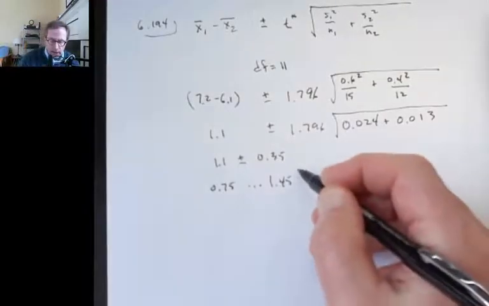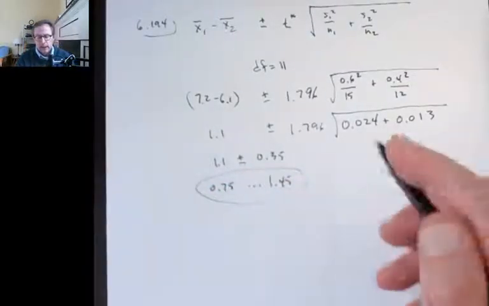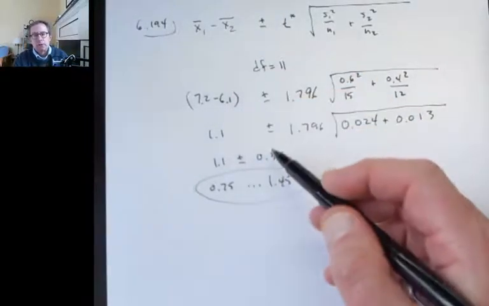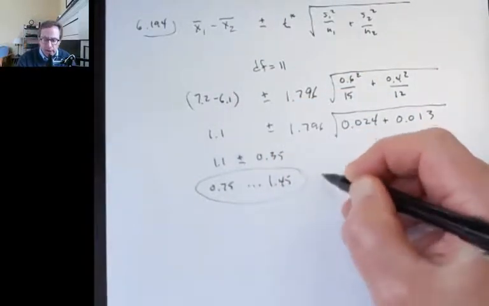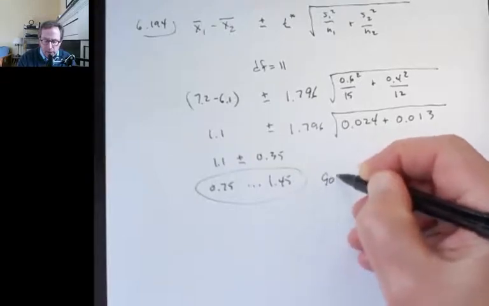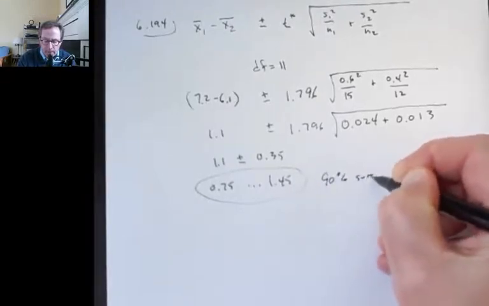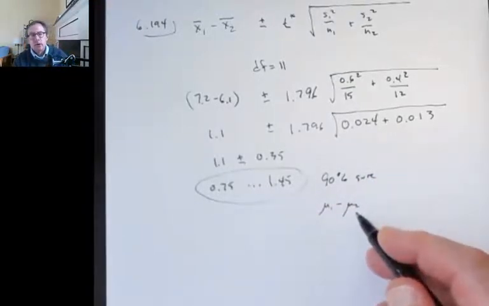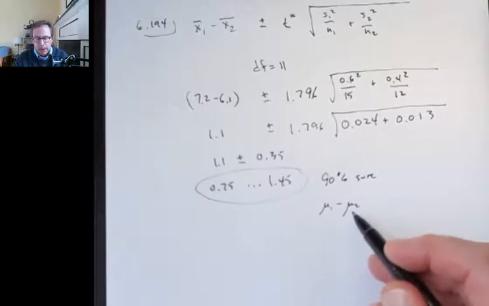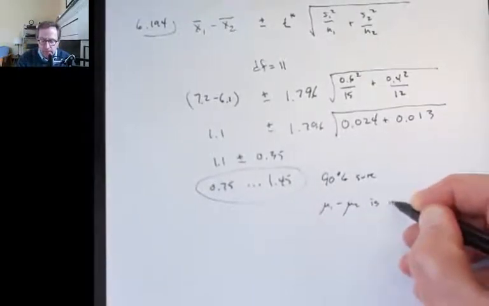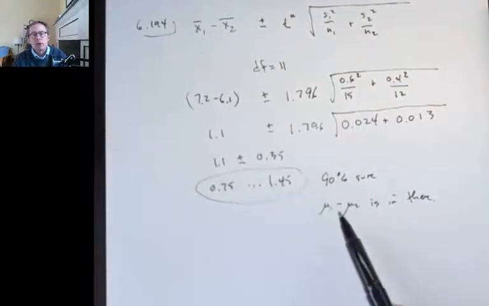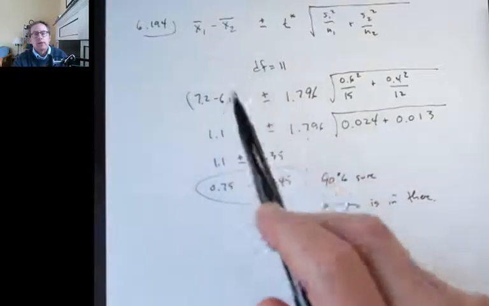Okay, and again, the key thing is what's the idea, and the idea here is that this is not where x1 bar minus x2 bar lives. Instead, we think that we are 90% sure that mu1 minus mu2, were we to take a census, what a foolish thing to take a census on, but were we to take a census, we think that mu1 minus mu2 is in there. Okay, so confidence intervals are about the census numbers, not about the sample numbers.